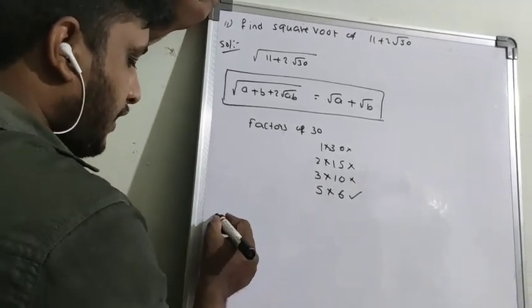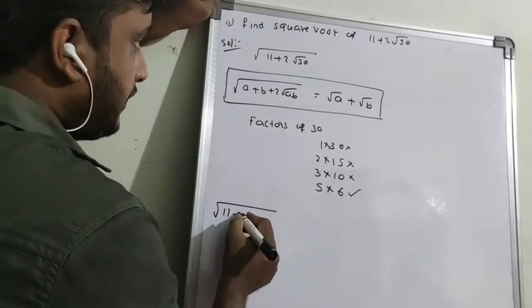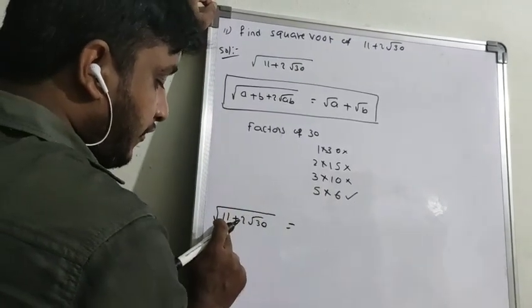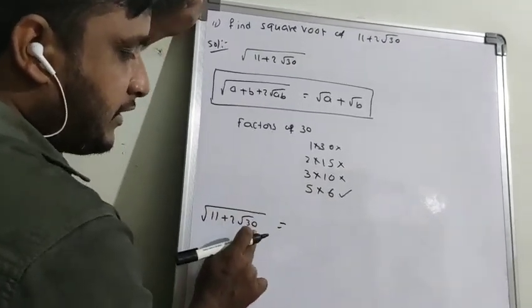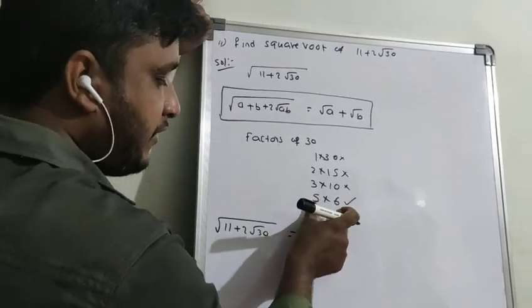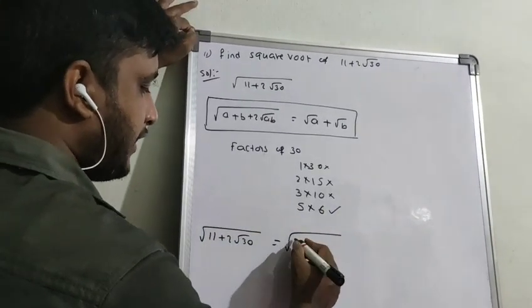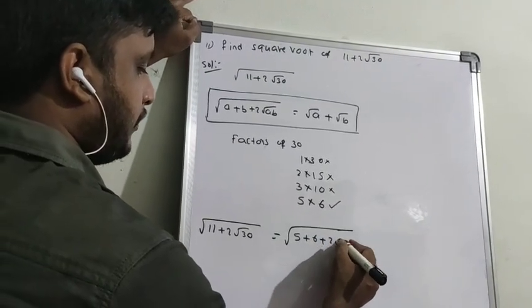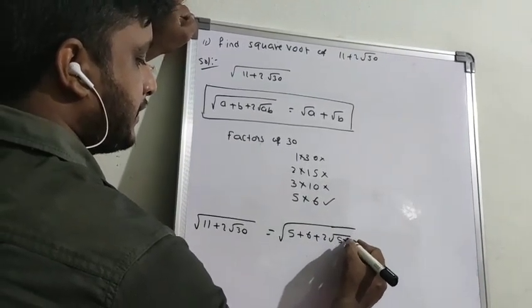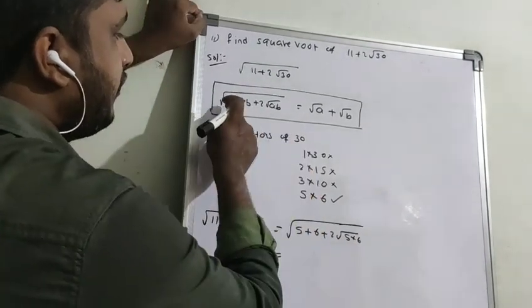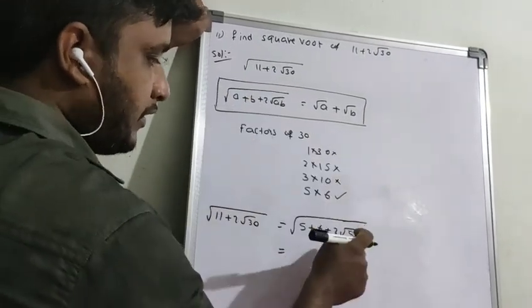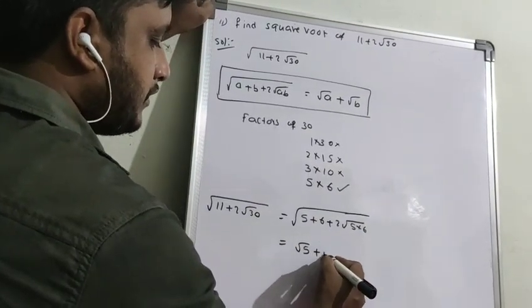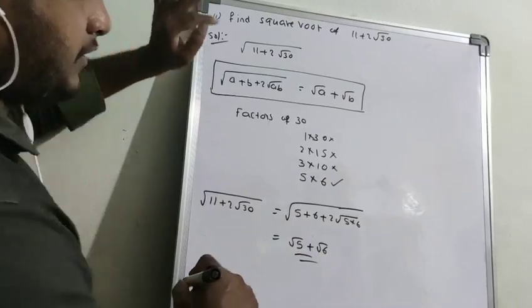So under root of 11 plus 2 root 30, I am writing like this. I am taking 5 plus 6. Why? Because if you add, you have to get 11. If you do multiplication, you have to get 30. And it is possible only for 5 and 6. So root of 11 I am writing as 5 plus 6 plus 2 into root 30, 5 into 6. If you observe, this is in the form of a plus b plus 2 root ab. Then what is the answer? Root a plus root b. Therefore root 5 plus root 6. So this is the answer for this question.